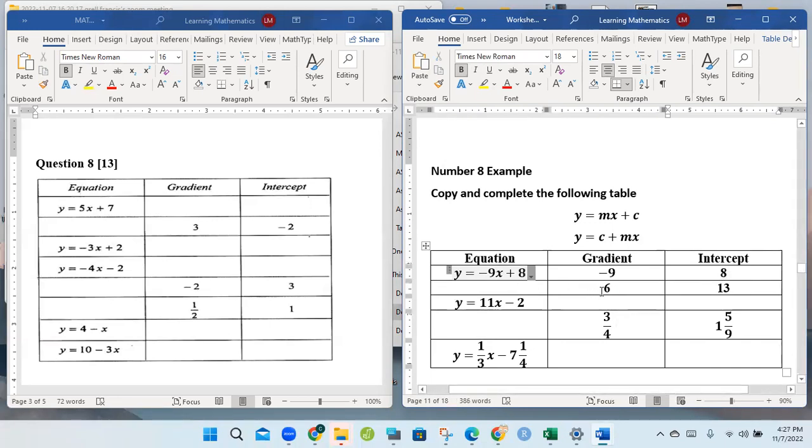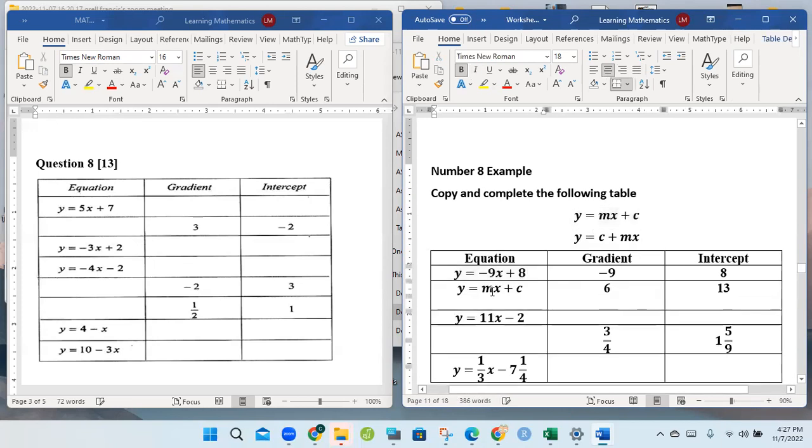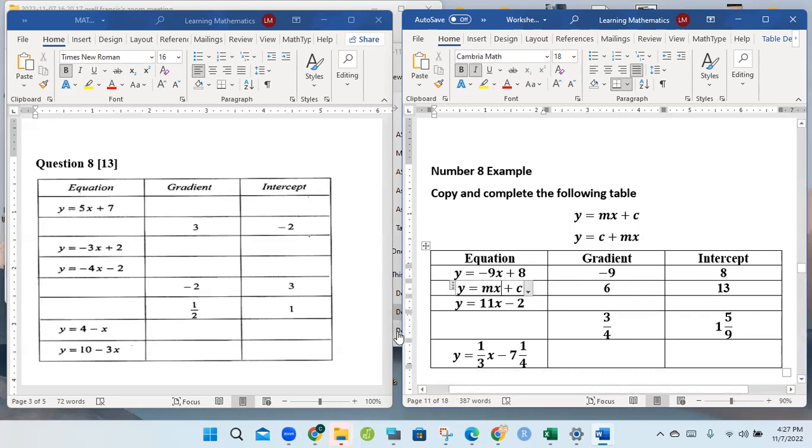In this one now, we are given the gradient and the y-intercept. So therefore now, in the place of m, we have to put the gradient, which is 6. Okay, so we can put in red the ones that we did. And the y-intercept is 13, so we can put 13 right here by itself.